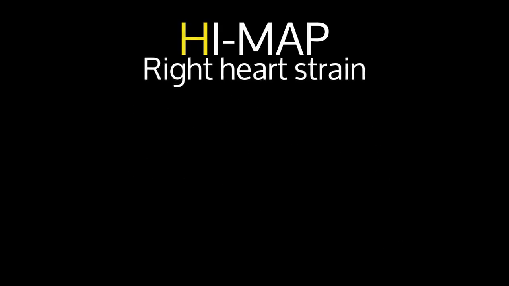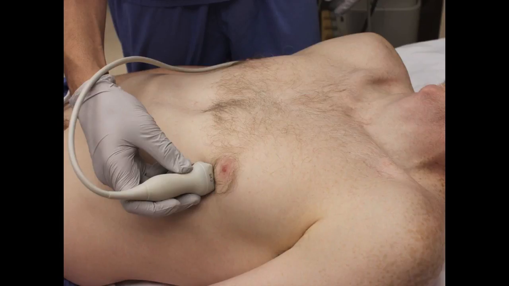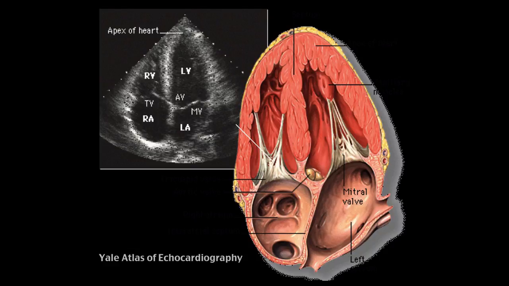Next, let's talk about right heart strain. The best view for this is going to be the apical 4-chamber view. You're going to stick the probe in the point of maximal impulse. I usually start right underneath the nipple and I move around until I get the image that I want. And this is the image that you should see with the ultrasound. You have your left ventricle on this side of the screen, the right ventricle on this side of the screen.